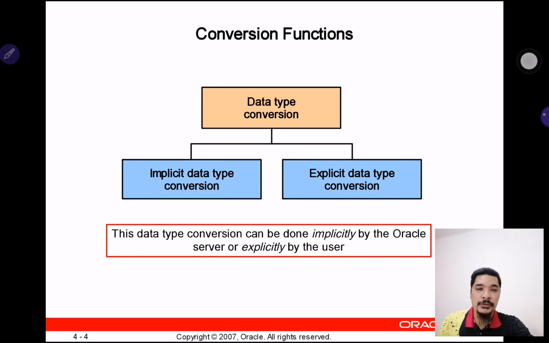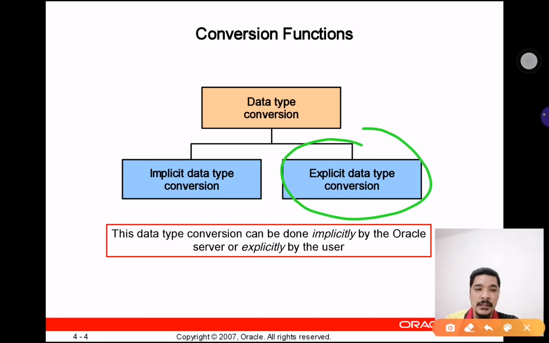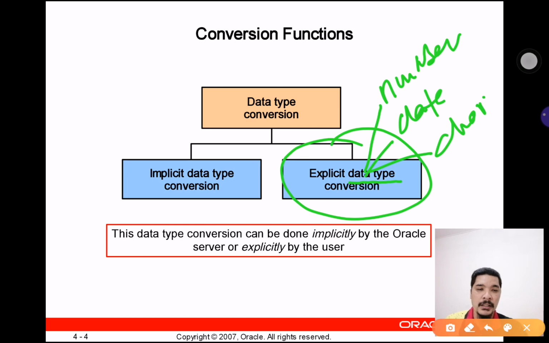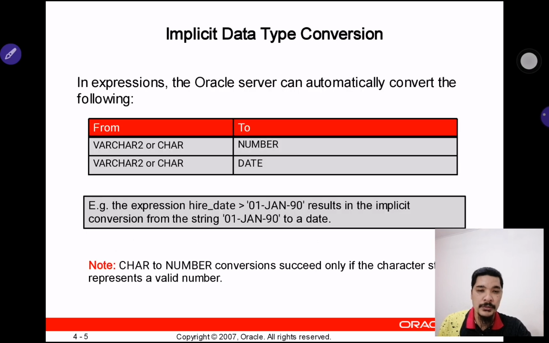We are going to look into these items. First, explicit data type conversion. When we talk about data types, these are number, date, and also character. We are quite familiar with these terms: number, dates, and also character. Let's move to the next one.